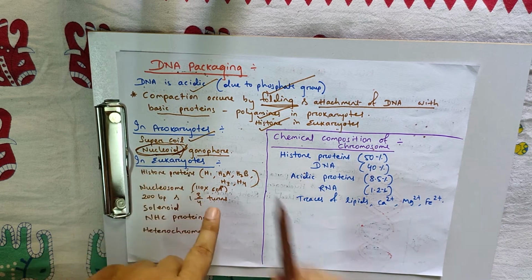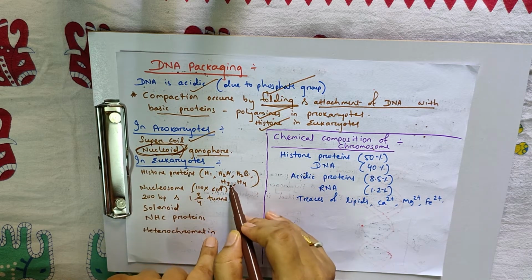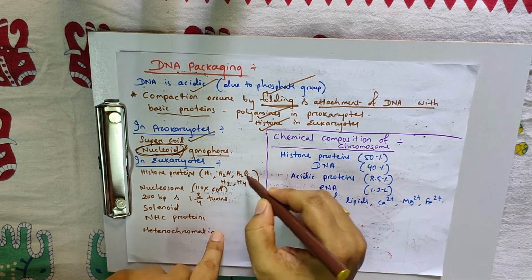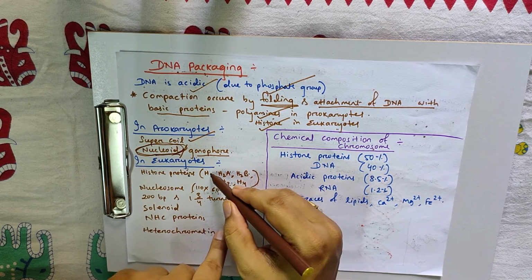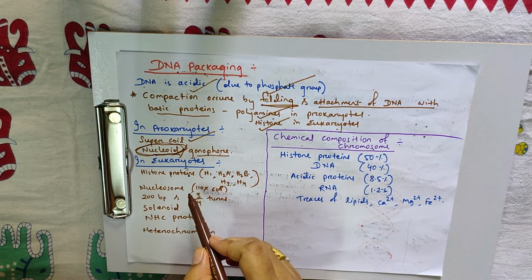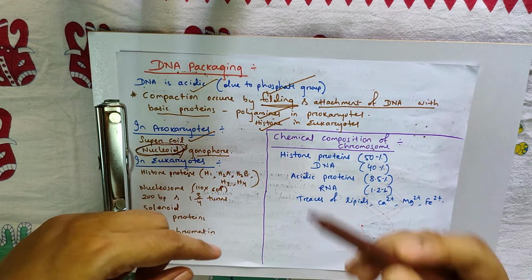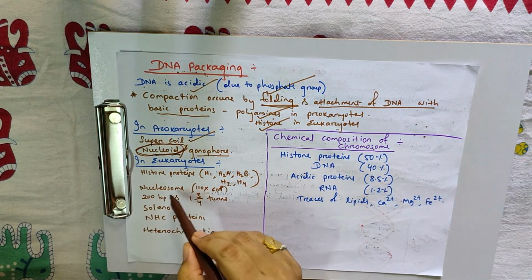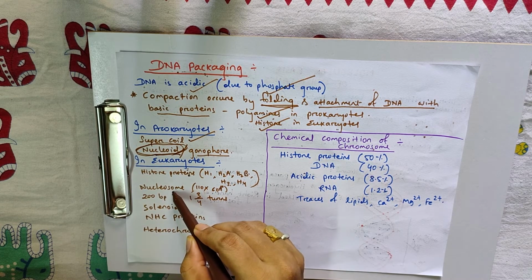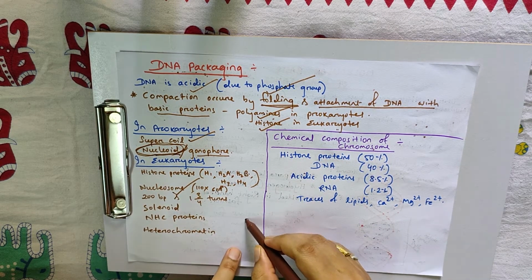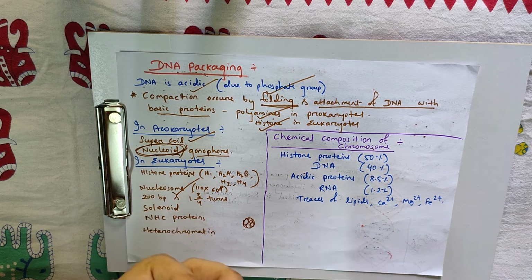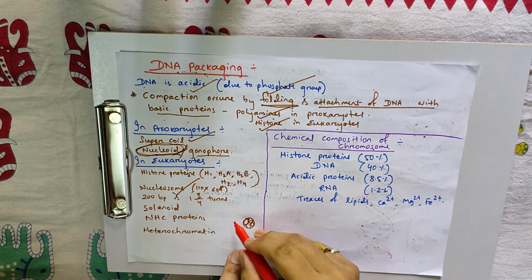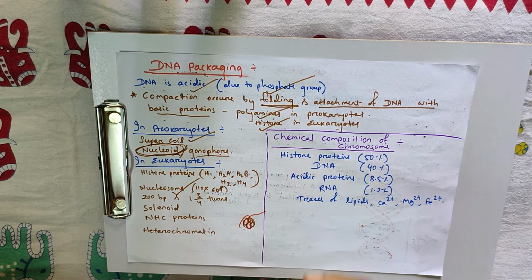In eukaryotes, the histone proteins associated with the DNA are H1, H2A, H2B, H3, H4. H2A, H2B, H3, H4 are double in number, that means octamer formation, and later H1 will be associated. When the histone protein octamer is surrounded by DNA, this structure looks like beads, and is called a nucleosome. This is the histone octamer, and it is surrounded by DNA, that is called a nucleosome.